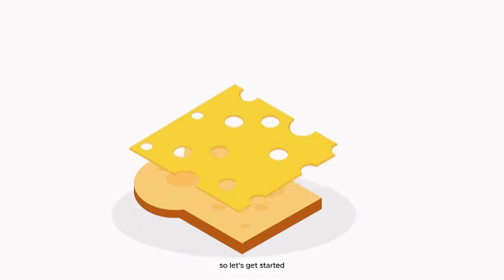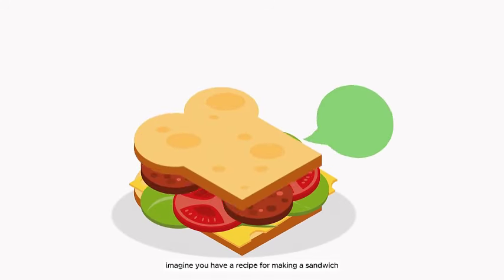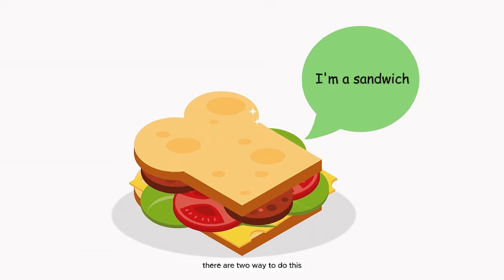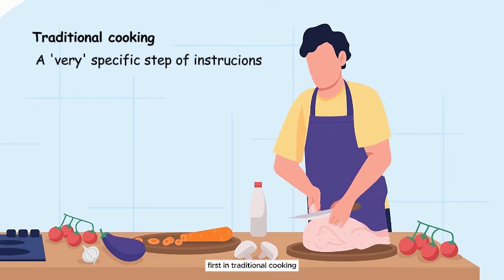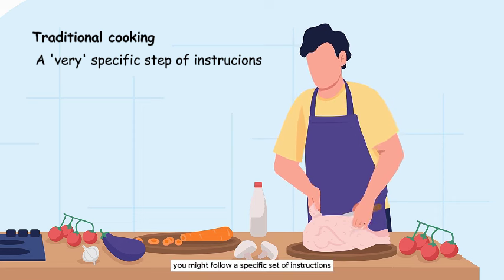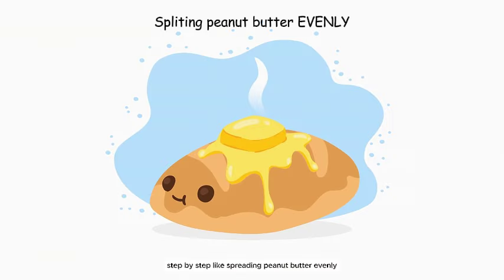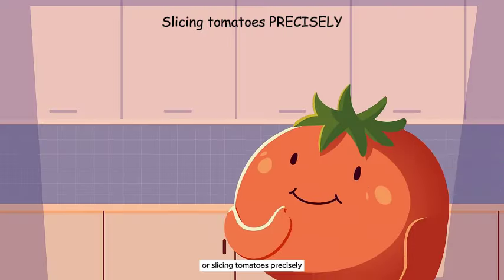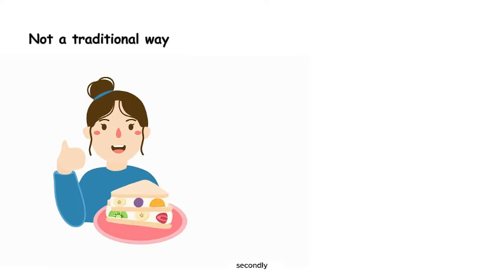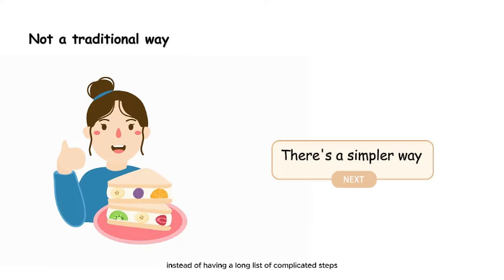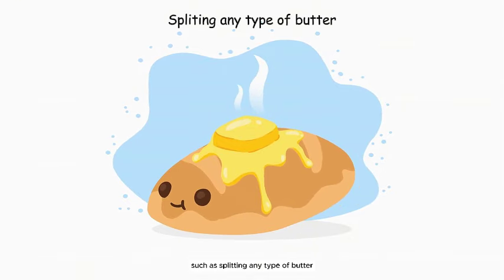So, let's get started. Imagine you have a recipe for making a sandwich. There are two ways to do this. First, in traditional cooking, you might follow a specific set of instructions step by step, like spreading peanut butter evenly or slicing tomatoes precisely. Secondly, instead of having a long list of complicated steps for each task, there is a recipe that is easier to follow and adapt in the kitchen, such as spreading any type of butter or slicing any kind of vegetables.